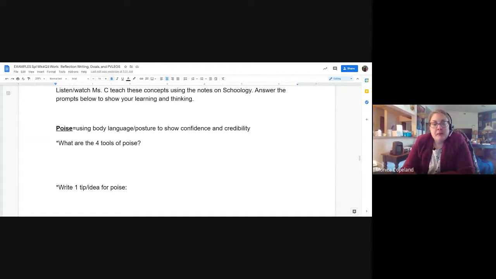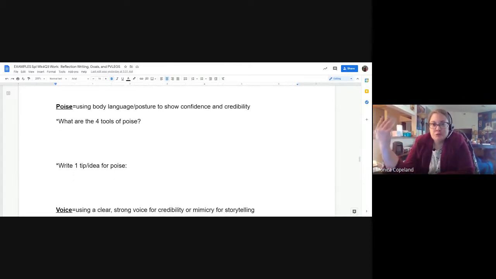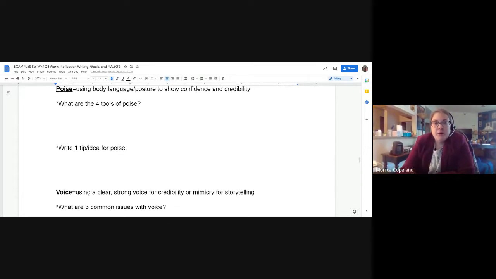So for example, the first concept I'll teach you is poise. Notice the definition has been given to you. It's using body language or posture to show confidence and credibility. And so what I'm asking is, what are the 4 tools? You can just jot those down. Up to you if you write the details of what those 4 tools are for. And then you'll write 1 tip or idea for poise. This prompt of write 1 tip or idea is repeated throughout because I would rather you write down what you think is most significant or most important rather than having you write every single thing I tell you.